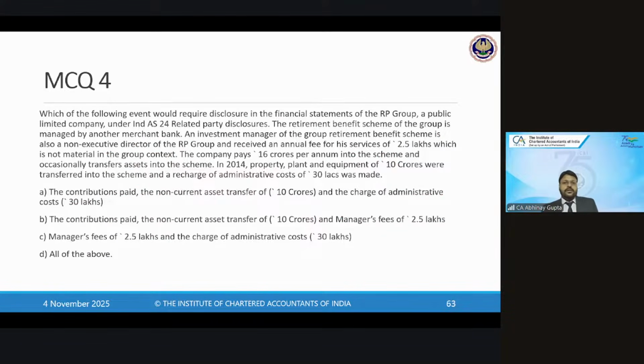Which of the following events would require disclosure in the financial statements of the RP Group, a public limited company, under Ind AS 24 related party disclosures? The retirement benefit scheme of the group is managed by another merchant bank. An investment manager of the group retirement benefit scheme is also a non-executive director of the RP Group and received an annual fee of rupees 2.5 lakh, which is not material in the group context.